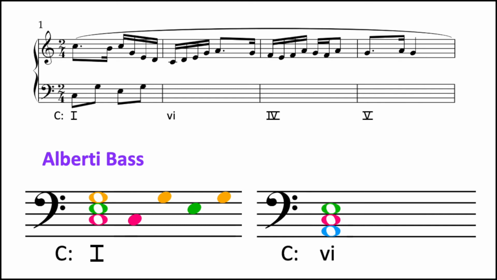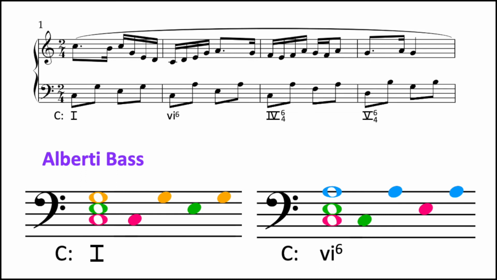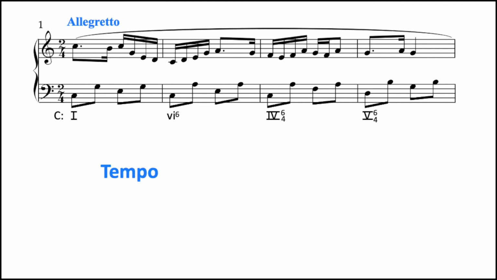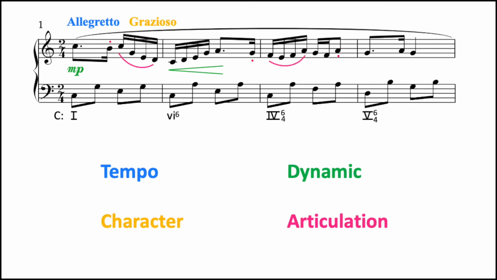Rather than moving this whole figure down to begin on the 6th degree of the scale, I'm going to write this chord in an inversion so that I have as many common or adjacent notes between the two chords as possible. Using inverted chords rather than jumping up and down creates a smoother, more contained accompaniment figure that is easier to play and does not detract from the melody. Finally, you should add tempo, dynamic, character, and articulation markings that support the classical style of this piece.